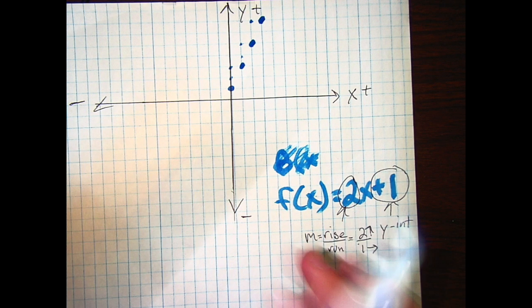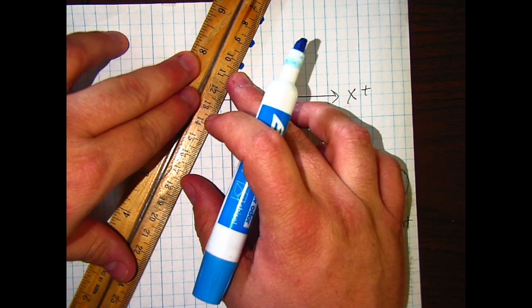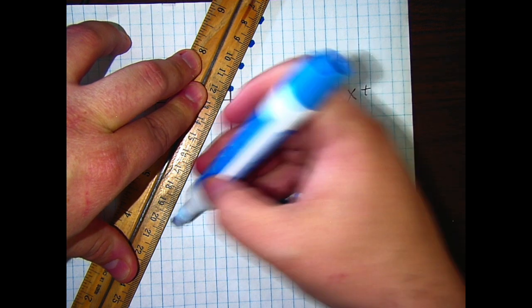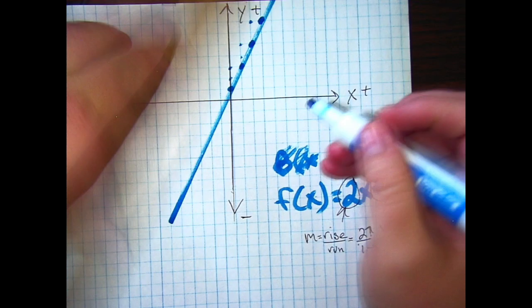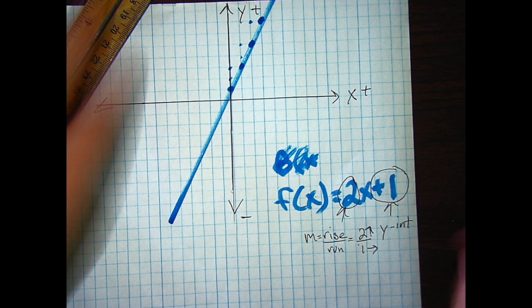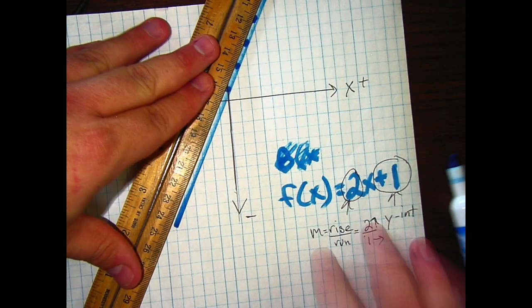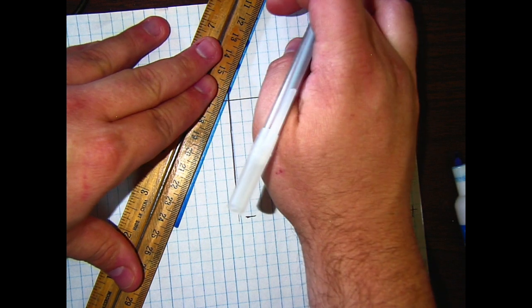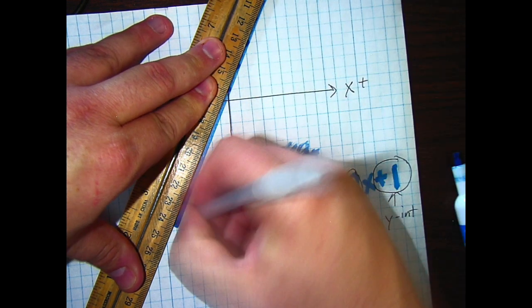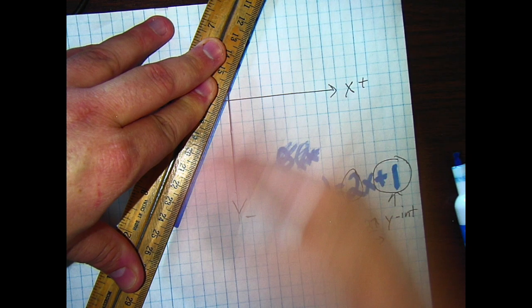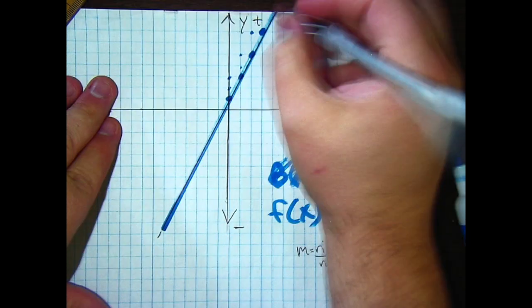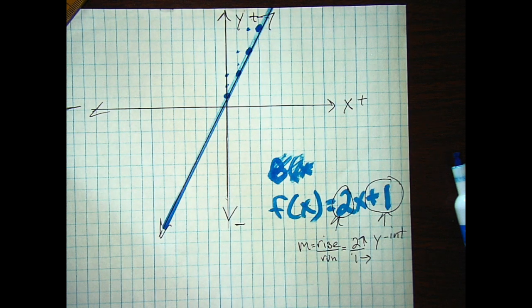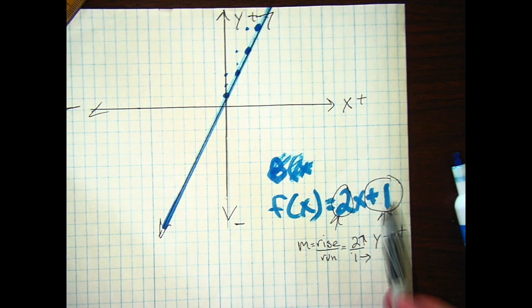Now I'm going to take my ruler and draw my line through those points. I'm going to do it with a pen because the marker I'm using, I want you to see it, but the marker's just a little too thick. So I'm going to do both. So there's my line. Okay? Just look at it.